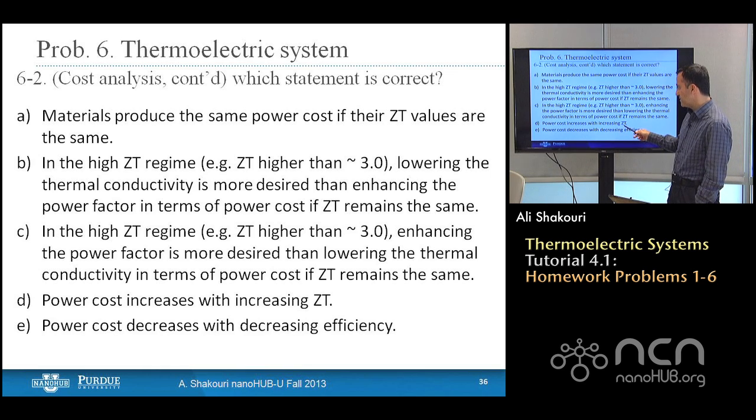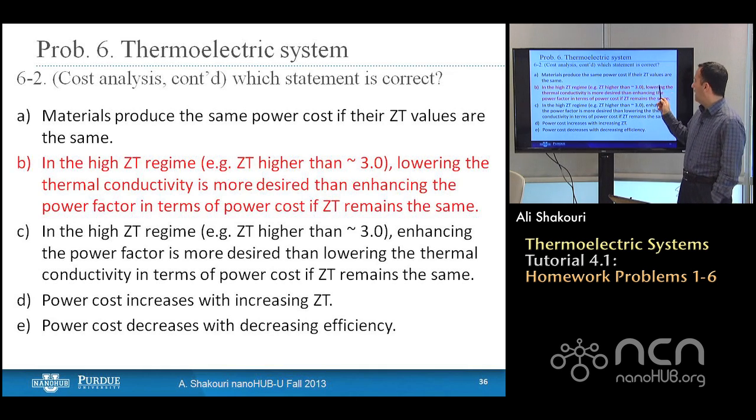Power cost increases with increasing ZT. That's not correct. With ZT increasing, power cost goes down. Power cost decreases with decreasing efficiency. Of course, that's not correct. With decreasing efficiency, power cost increases. The answer is here. At the high ZT regime, it's better to reduce the thermal conductivity. Why? Because you need less material.